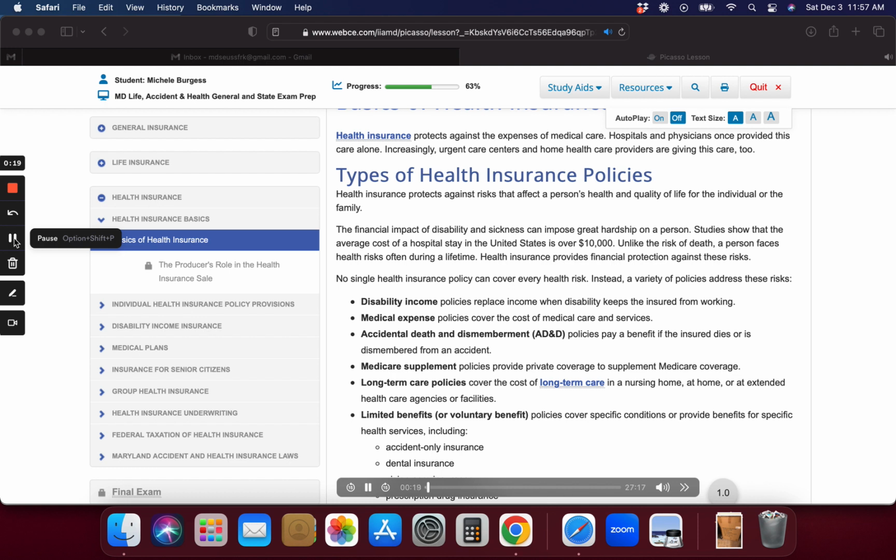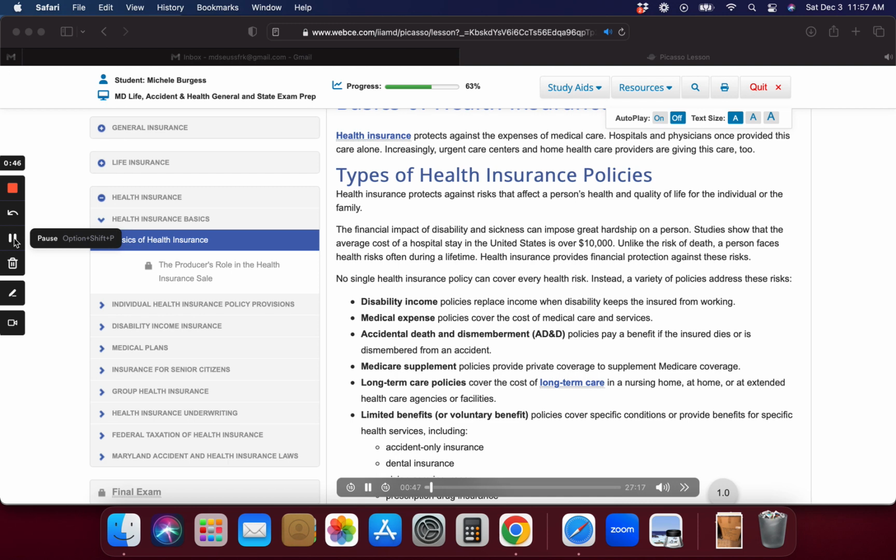Health insurance protects against risks that affect a person's health and quality of life for the individual or the family. The financial impact of disability and sickness can impose great hardship on a person. Studies show that the average cost of a hospital stay in the United States is over $10,000. Unlike the risk of death, a person faces health risks often during a lifetime. Health insurance provides financial protection against these risks.